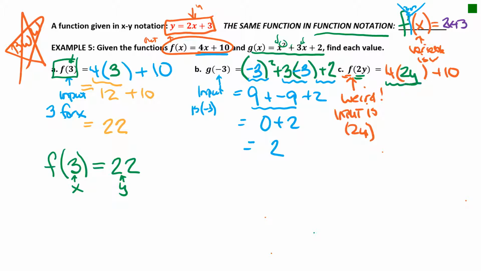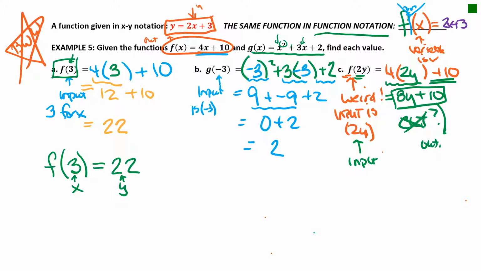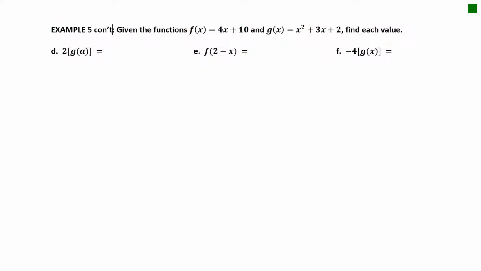Now I'm going to multiply. 4 times 2y is 8y. Then I still have plus 10. I cannot combine like terms. Can't do it. So that is my answer. When I input 2y, my output is 8y plus 10. Whoa, little mind-blowing, little mind-blowing.